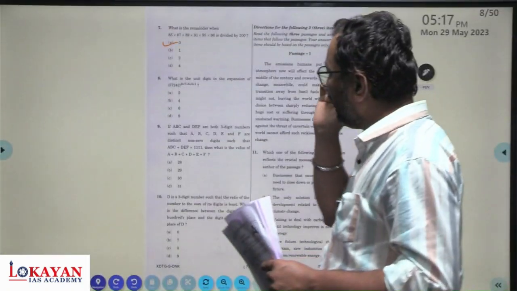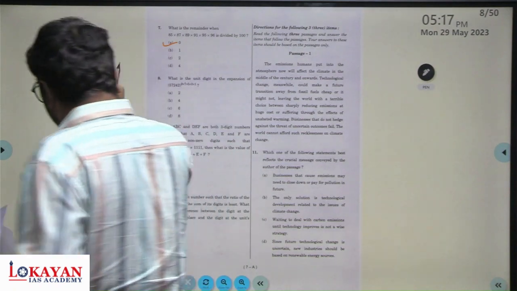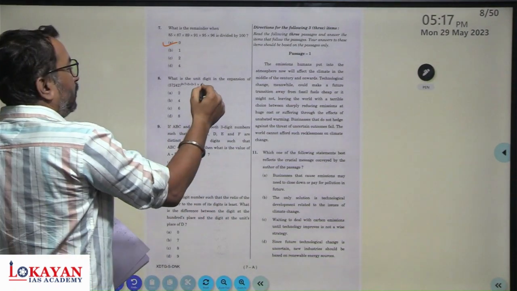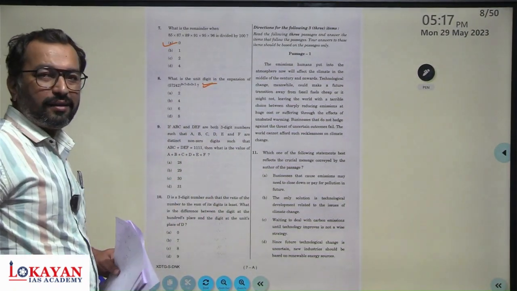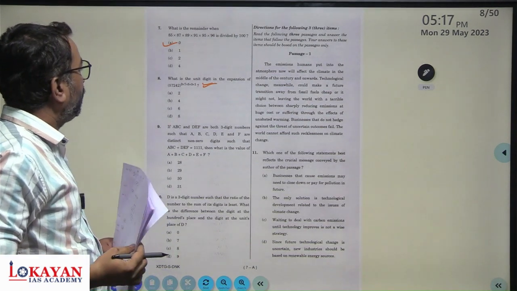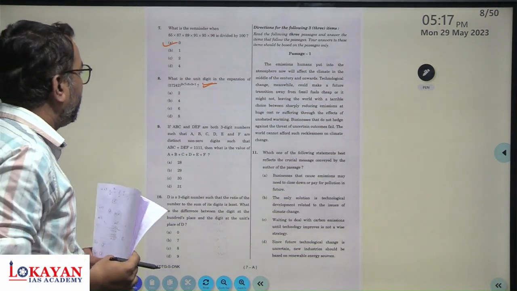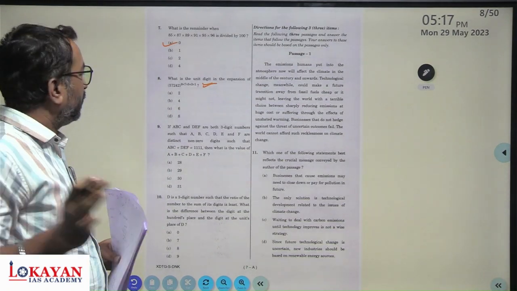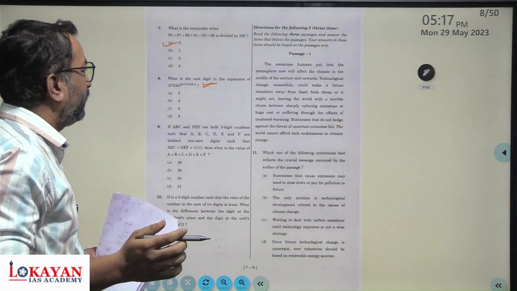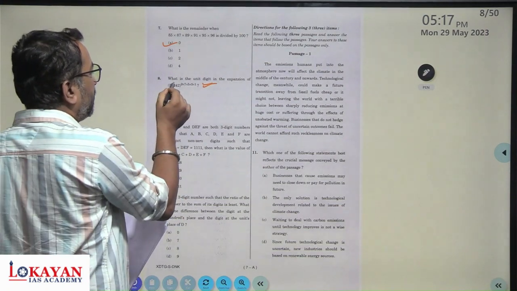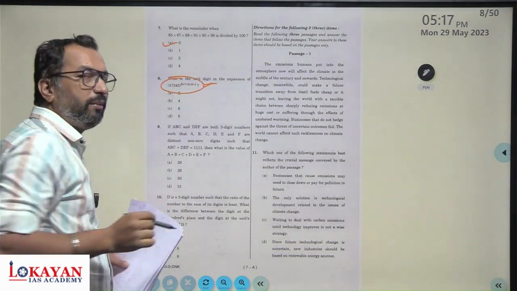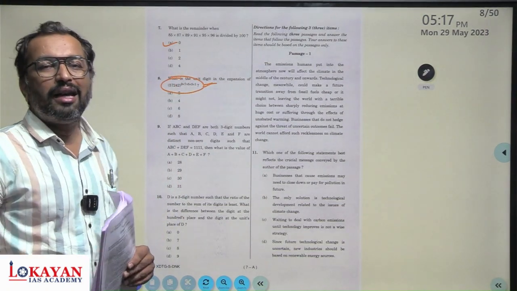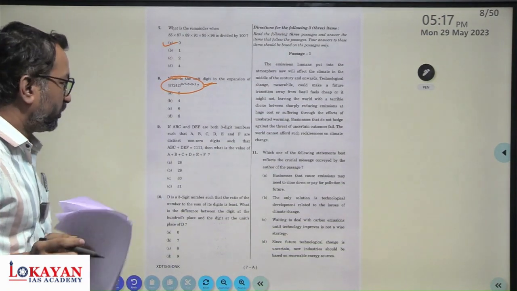Relatively easier question. Again, a recurring question based on indices. 57242 raised to 9 into 7 into 5 into 3 into 1. Now, what is the unit digit in the expansion of this given expression?